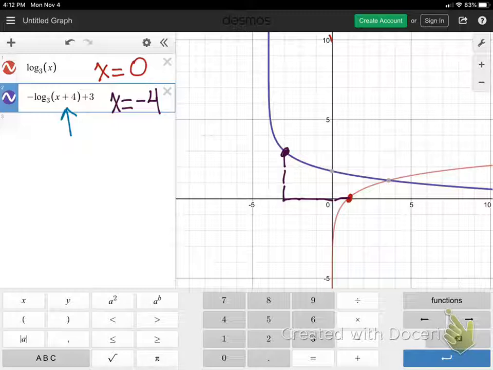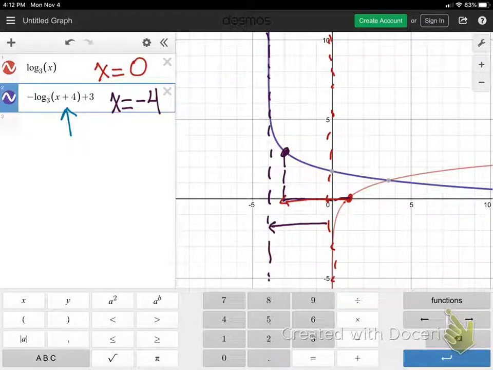Okay, it's right here. So, look right here. My red point moved over 4. But where did my red point start as far as an x value? It started at 1. Okay, where is my asymptote starting? It's at 0. So it's moving 4 as well, but it started at 0. So here is my asymptote, right there. Yes, and so my asymptote is x equals negative 4.